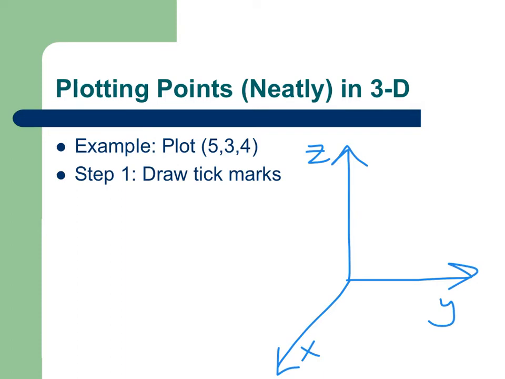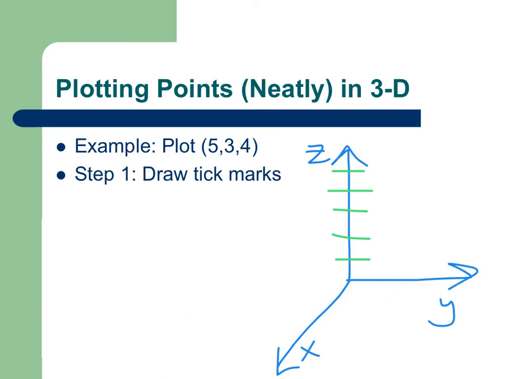The first thing that you need to do on your axes, let's say we want to plot the point 5, 3, 4 on these axes, is you need to draw the tick marks, the lines that we're going to use. So on the vertical axis, the z-axis, you want to draw horizontal tick marks. And then when you're looking at the x and y axes here, you want to make tick marks on the x-axis so that the tick marks are parallel with the y-axis, and tick marks on the y-axis that are parallel with the x-axis.